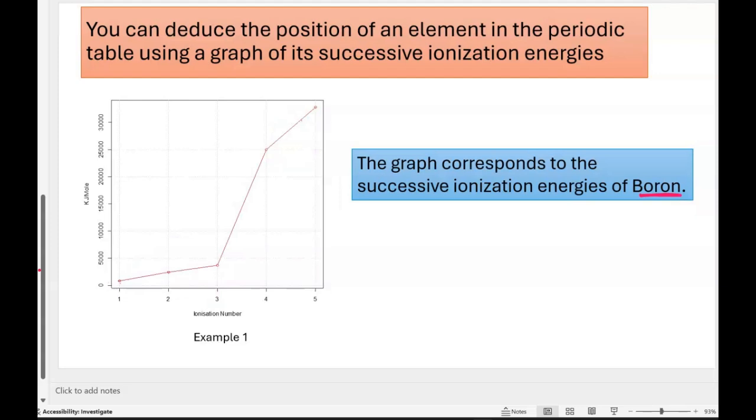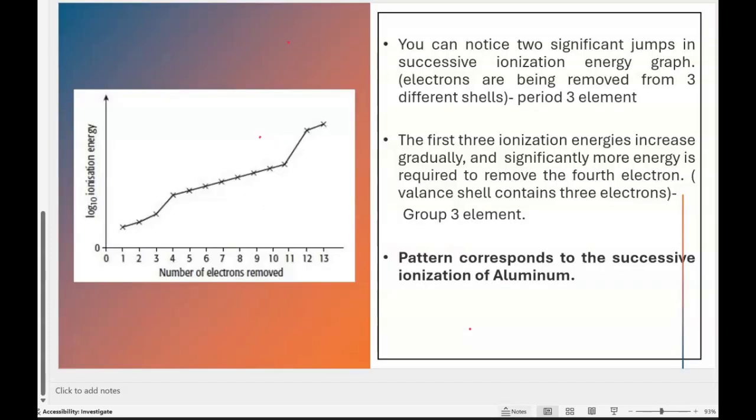So, this is the same graph I am referring to. The graph corresponds to successive ionization energies of boron. Studying this graph, there are 2 significant energy jumps. First, second. Electrons are being removed from 3 different shells: innermost shell, second shell, and valence shell. This element belongs to period 3 of the periodic table.